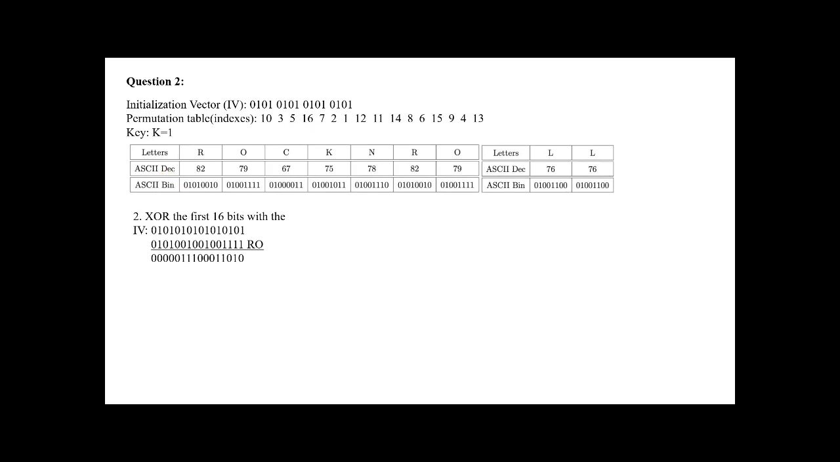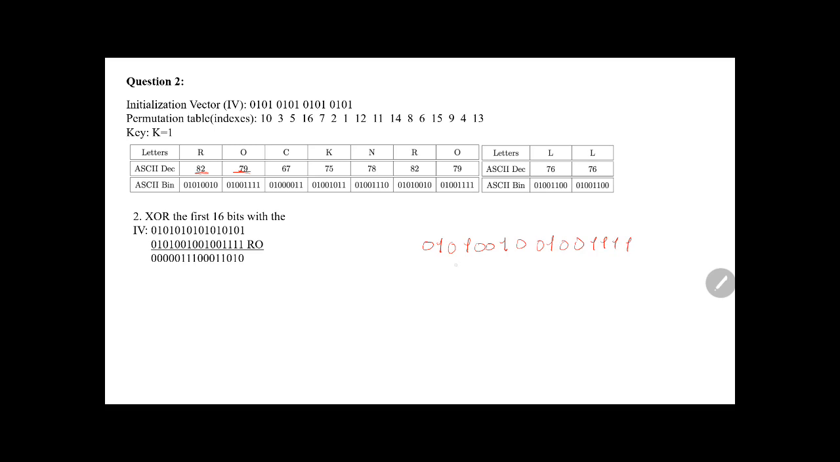So for the first block, we will have the R and O. So we have 82 and 79. We convert them to binary. So what will happen here actually is that we will have the R, which is 0, 1, 0, 1, 0, 0, 1, 0, and then the O, we'll concatenate it with the R, which will be 0, 1, 0, 0, 1, 1, 1, 1.